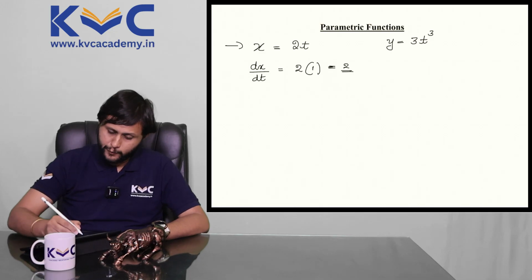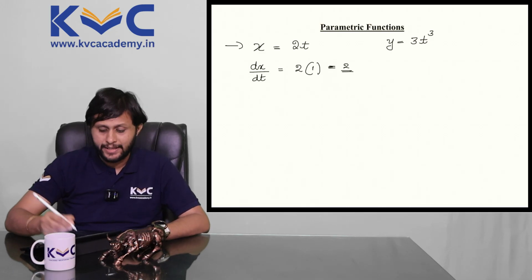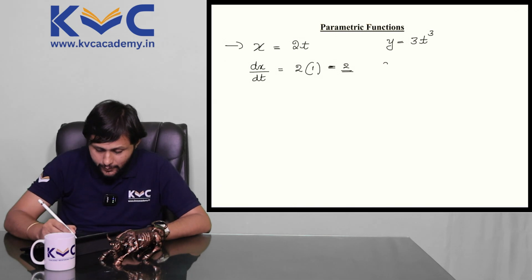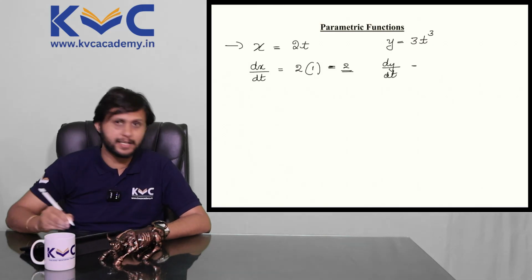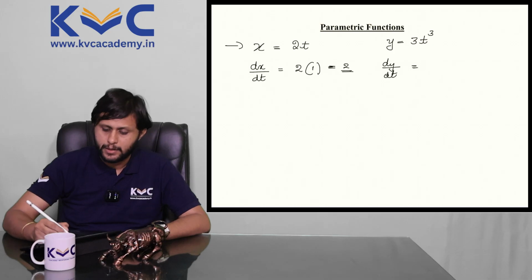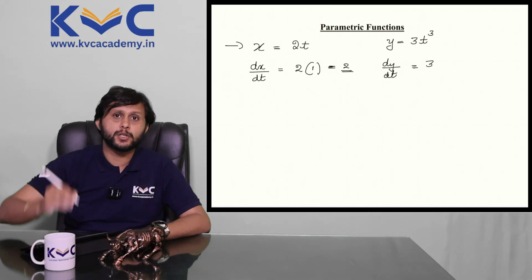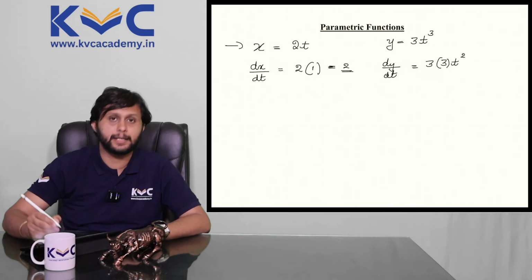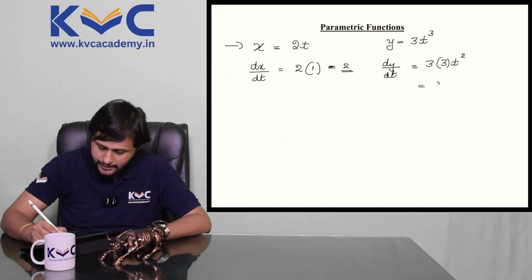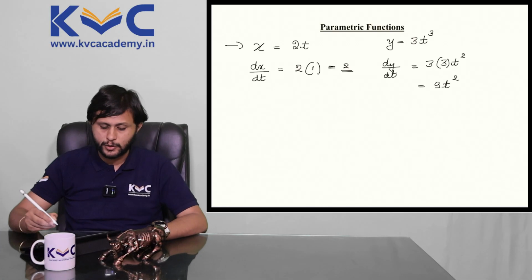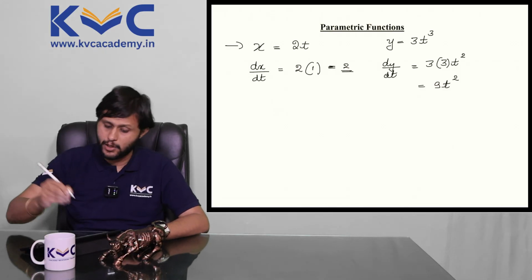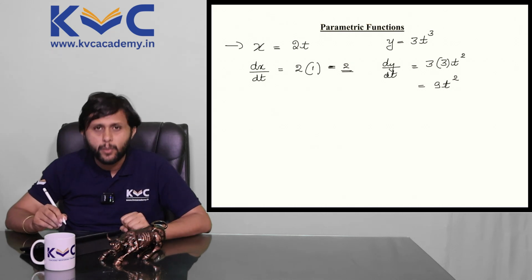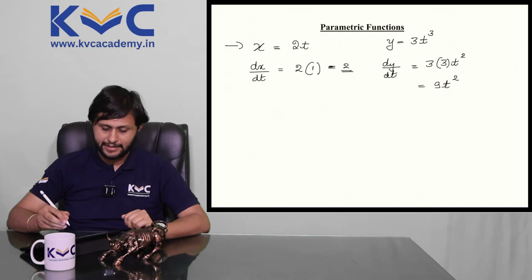Next, if you differentiate the next equation, y is equal to 3t cube. y's values are dependent on the values of t. So this becomes dy by dt, differentiation of y with respect to t, equal to 3 constant outside, differentiation of t cube, 3t square. The final answer is 9t square. So we got dx by dt equal to 2, and dy by dt equal to 9t square. But this is not what we wanted. We had to calculate dy by dx.